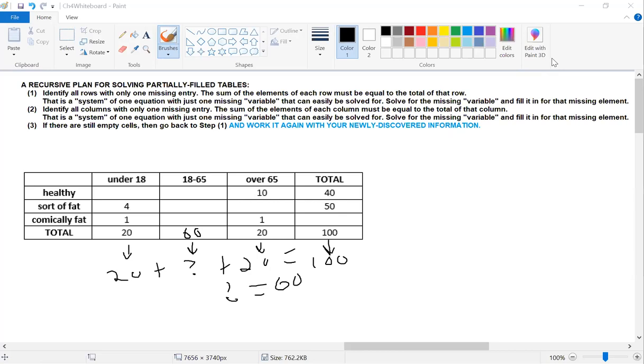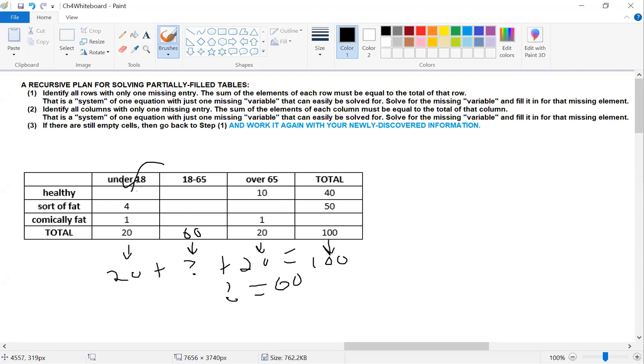Step two: now all of our columns with one missing entry. Now notice you can go the other way around. You can do the columns first, then the rows. Doesn't matter. I just say rows first because left to right, then up to down. But you can go in reverse if you want. So now let's go through all of our columns where we're only missing one data point. Here, we're only missing one.